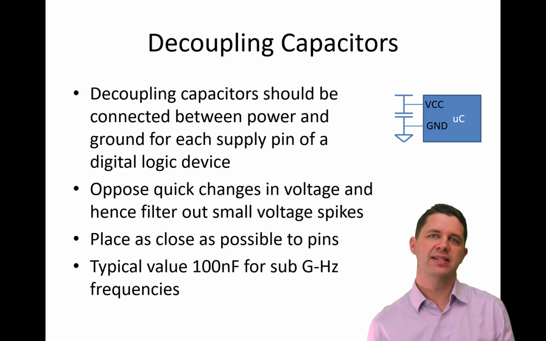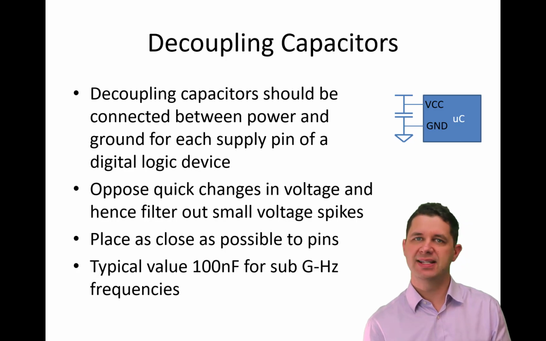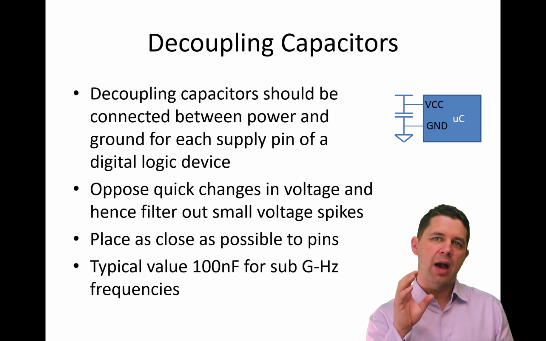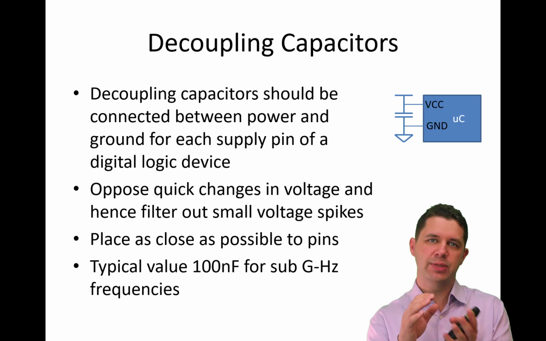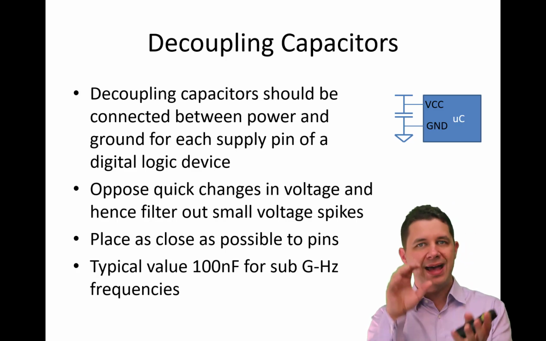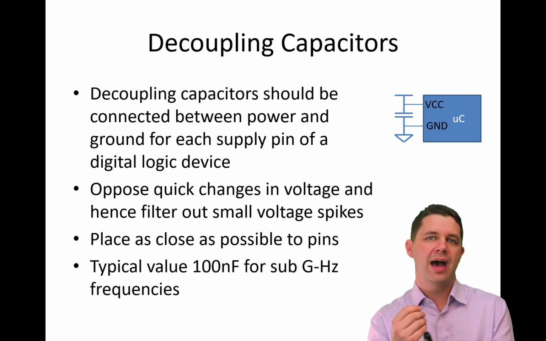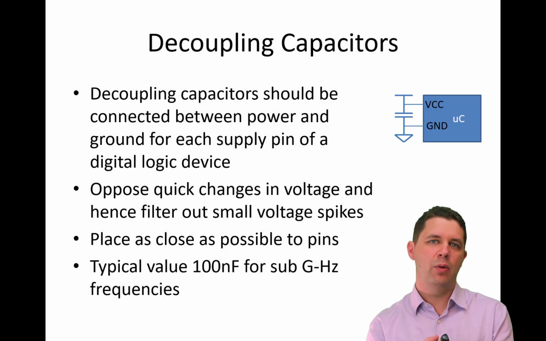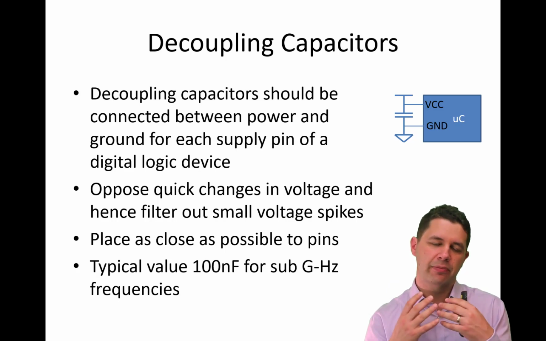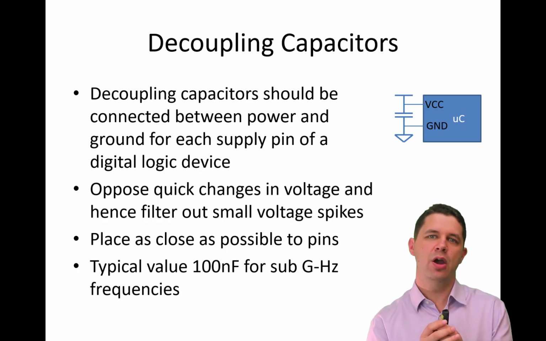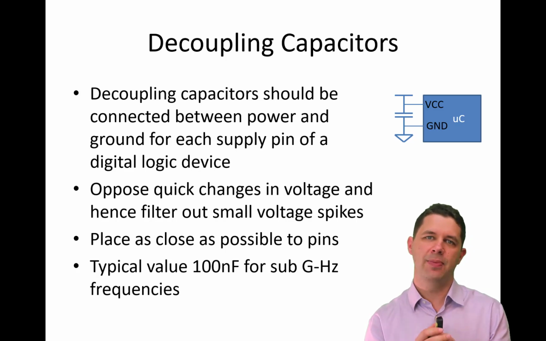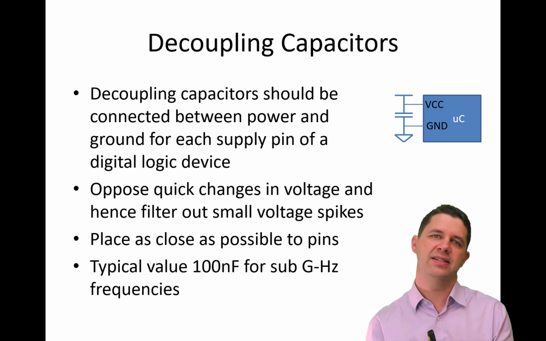Now, decoupling capacitors we should always use when we're talking about digital electronics. And basically what we do, we connect a capacitor between power and ground for each supply pin of our digital logic device, as close as possible to that pin. And typically when we're dealing with frequencies of less than gigahertz, we use a 100 nanofarad capacitor. That's the magic number of a capacitor.